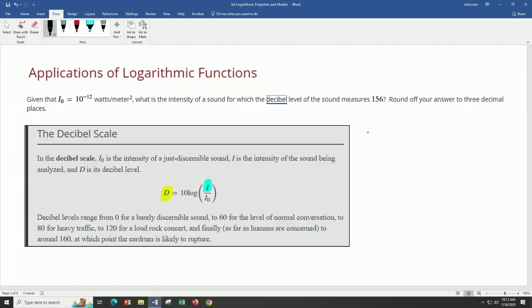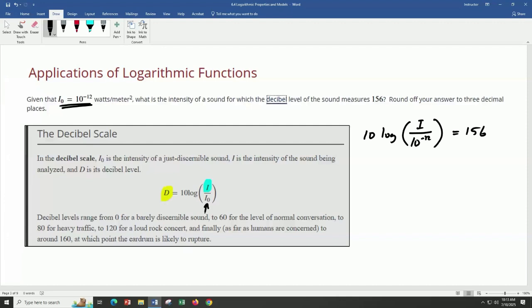Rewriting our formula, notice that we're going to have 10 log. I do not know my I, but I do know that here is going to be 10 to the negative 12. I know that because they give it to me right here. That is what they're telling me to put in right there. I know this whole thing is equal to 156.